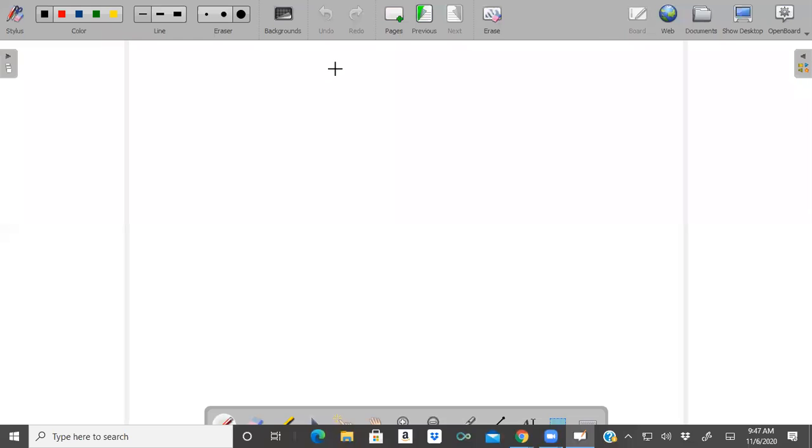All right, so 3.3 part 2. This is still completing the square. It's just completing the square in a different way. And it's specifically talking about completing the square when a is not equal to 1.